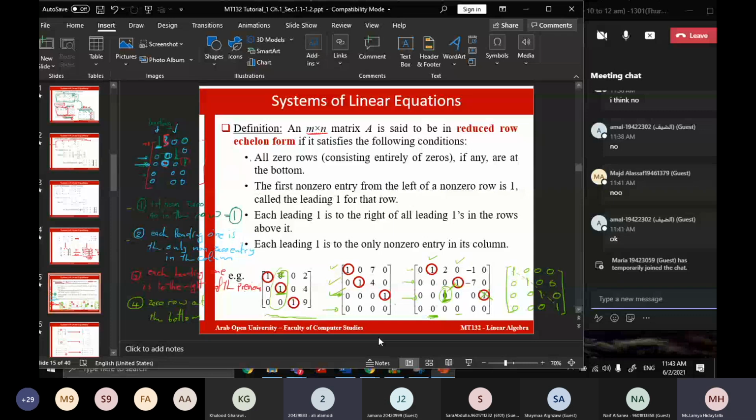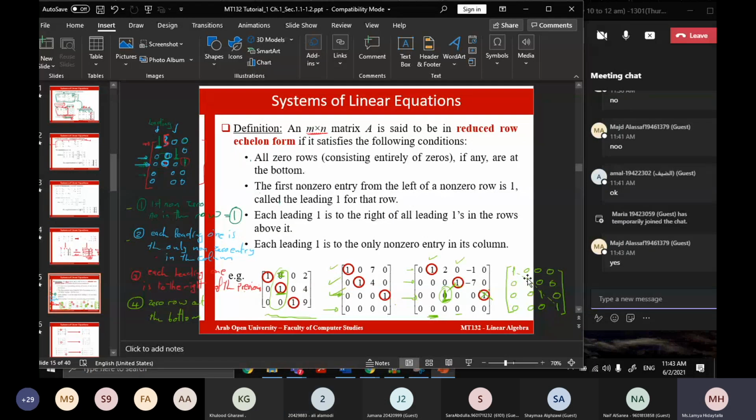Yes. Let's test it. The first non-zero entry is 1. All the others are zeros. The first non-zero entry is 1. All the others in the column are zeros. It is to the right of the previous. And here, the first one, all zeros to the right of the others. The first non-zero entry is 1. All the others in the column are zeros. It is to the right of the others.